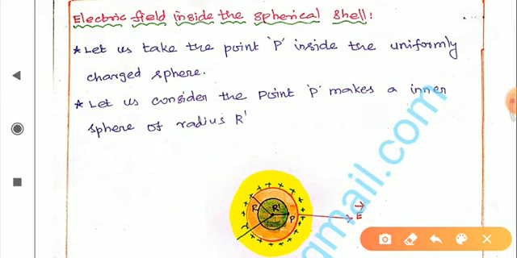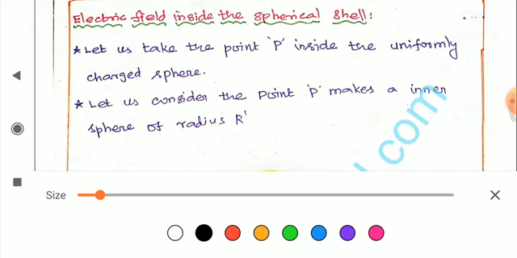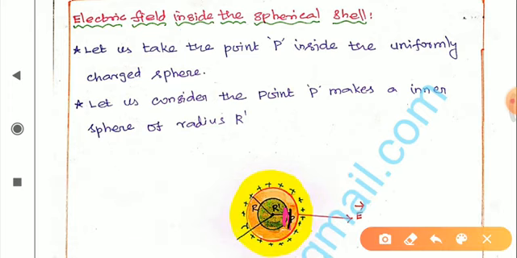So let us consider the point P, which makes an inner surface. So we are taking the point here inside the surface. Are you clear? You have to remember that the point is considered here. So this is on the surface, this is the outer surface. Now we are taking the point inside the surface. Its radius is considered as r dash.